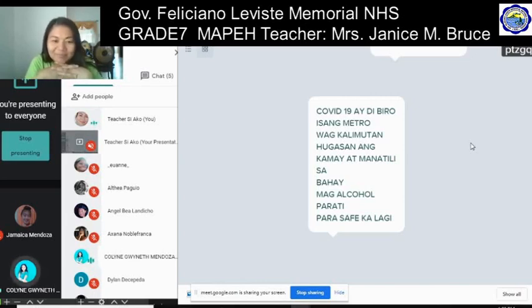COVID-19 ay di biro, isang metro, huwag kalimutan. Hugasan ang kamay at manatili sa bahay, alcohol para safe ka lagi.